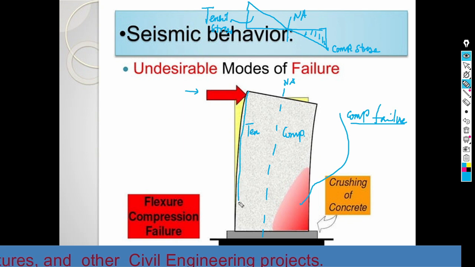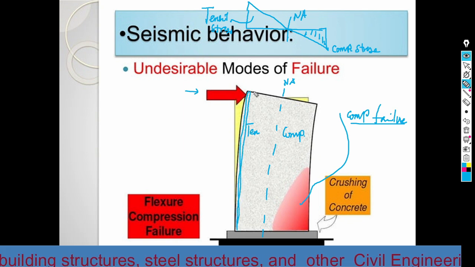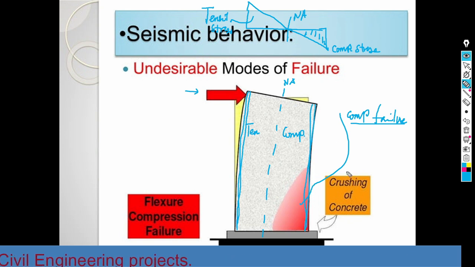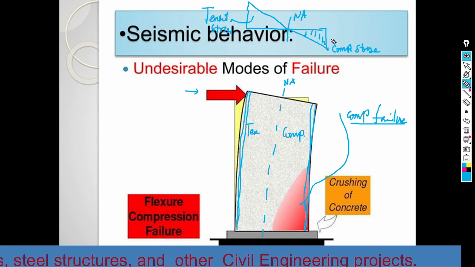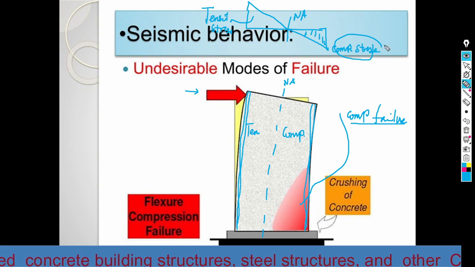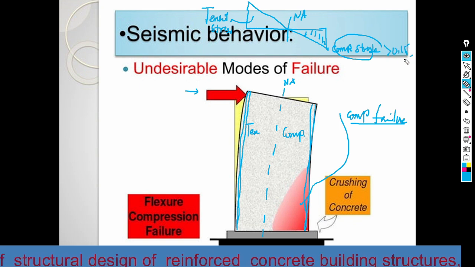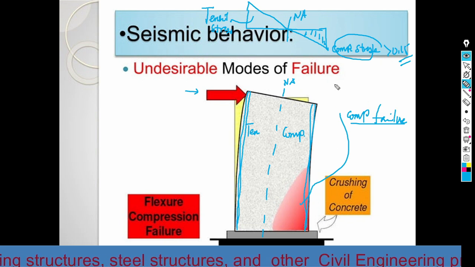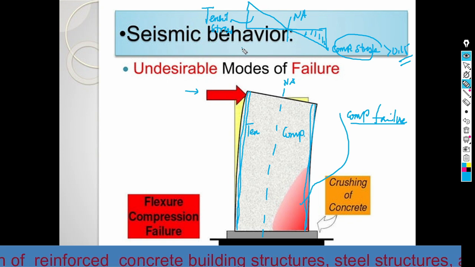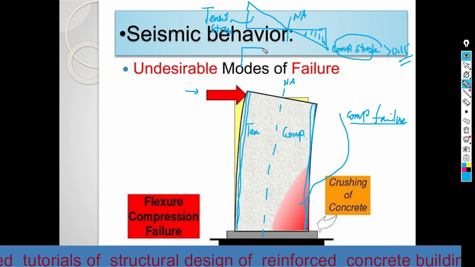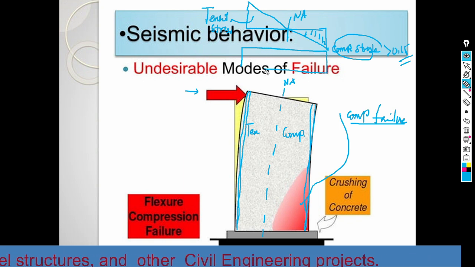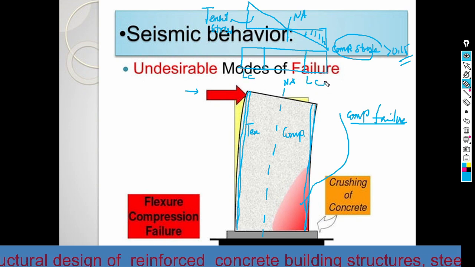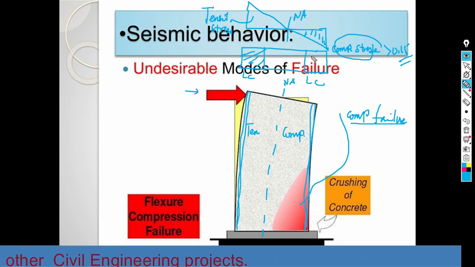So this portion is subjected to the tensile stress, and this side of the shear wall is subjected to the compressive stress. So if the compressive stress exceeds 0.15, then it is advisable to provide a boundary element. That means, suppose we need to provide a boundary element here. This is L critical, and this one is L critical. So this is what you call a boundary element.